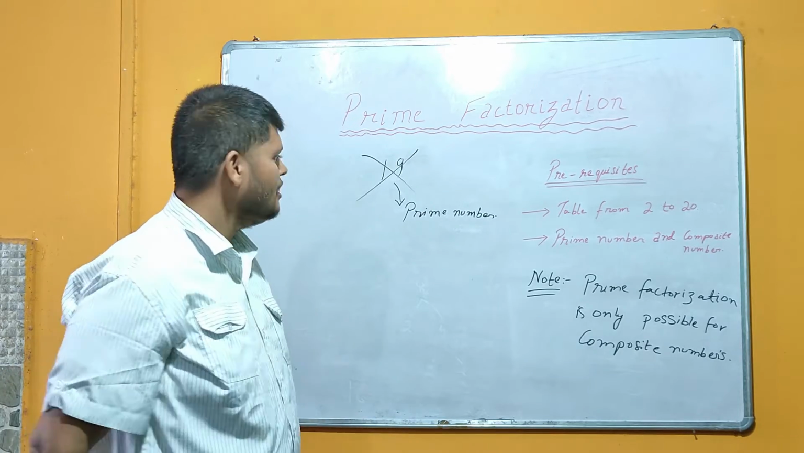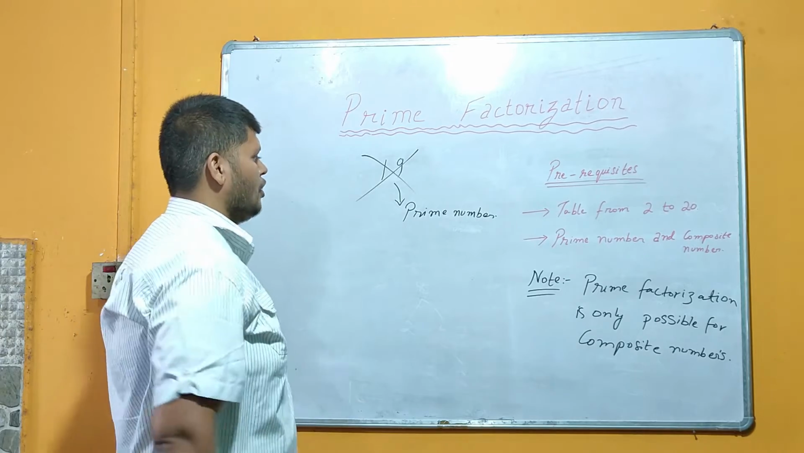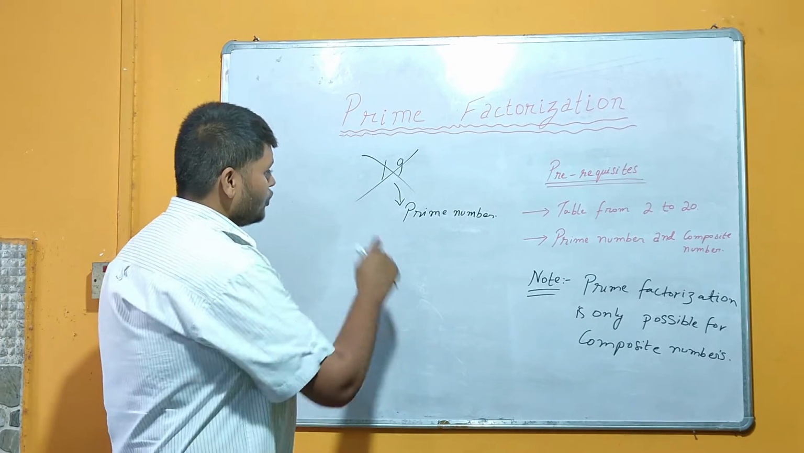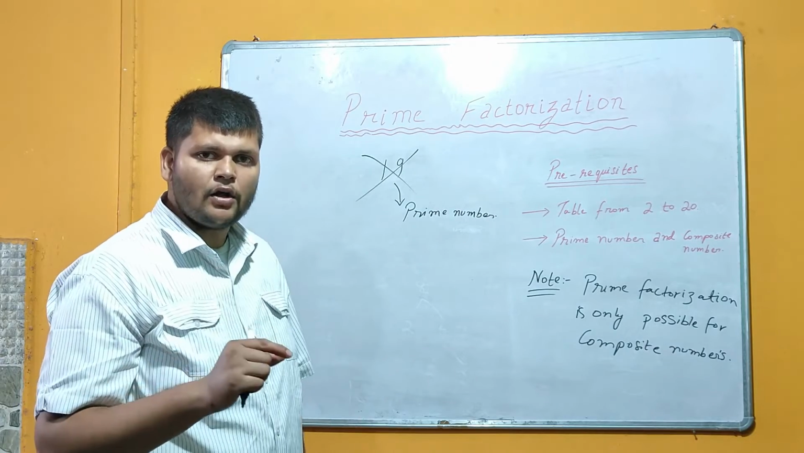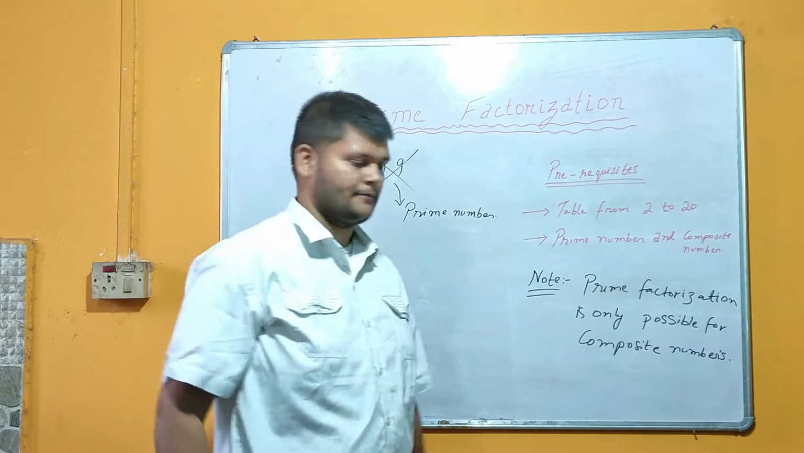I hope you are clear. For this 19 you cannot find the prime factorization. Why? Because this 19 is a prime number. It should be a composite number, then only we can find the prime factorization. I hope you are clear.